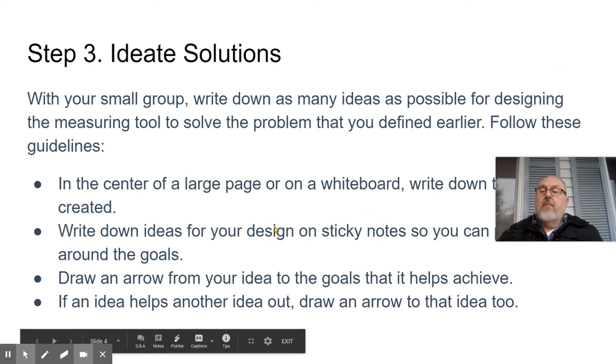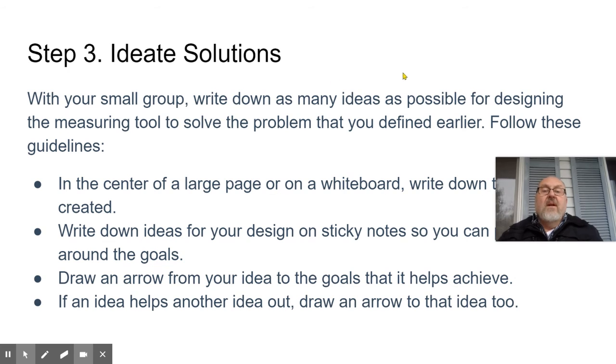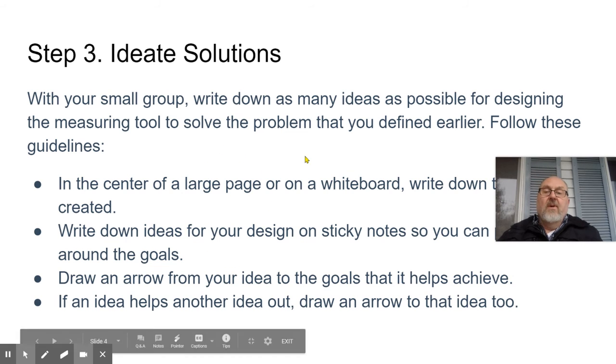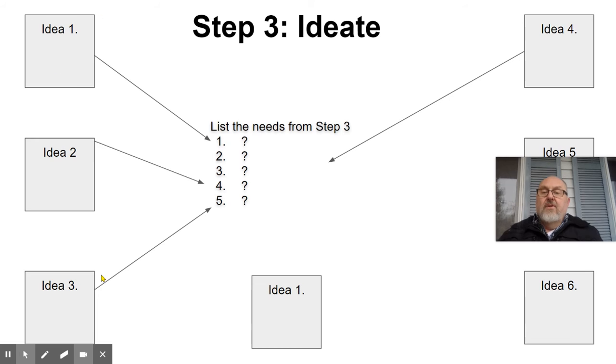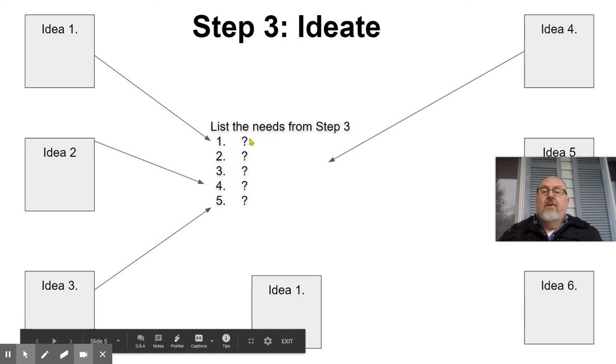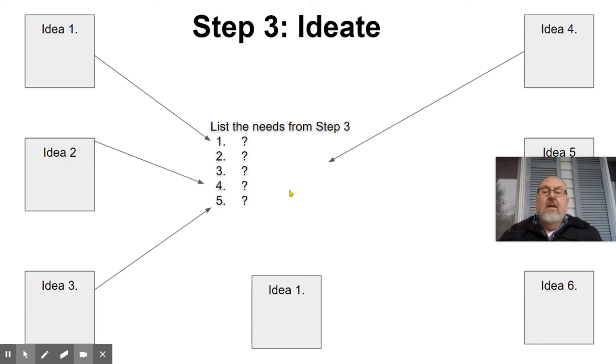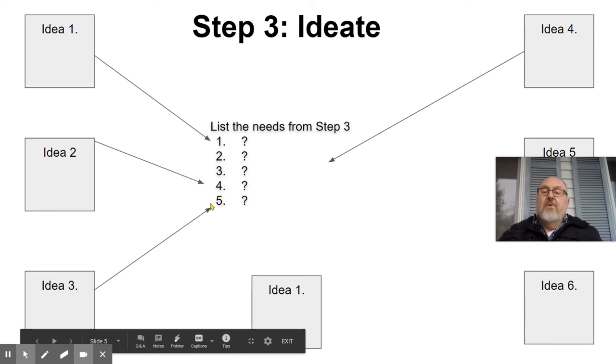Then the next step is to come up with ideas. Write down as many ideas as possible for designing the measuring tool to solve the problem that you defined earlier. Follow these guidelines. And remember, this is a solo project. In the center of a large, well, I'm not going to read these. I'm just going to go right to the next slide. And this we've seen before. So here you're going to list those five needs that you had on the previous slide, and just cut and paste them, put them here, and then I want you to write down ideas that would solve those needs.